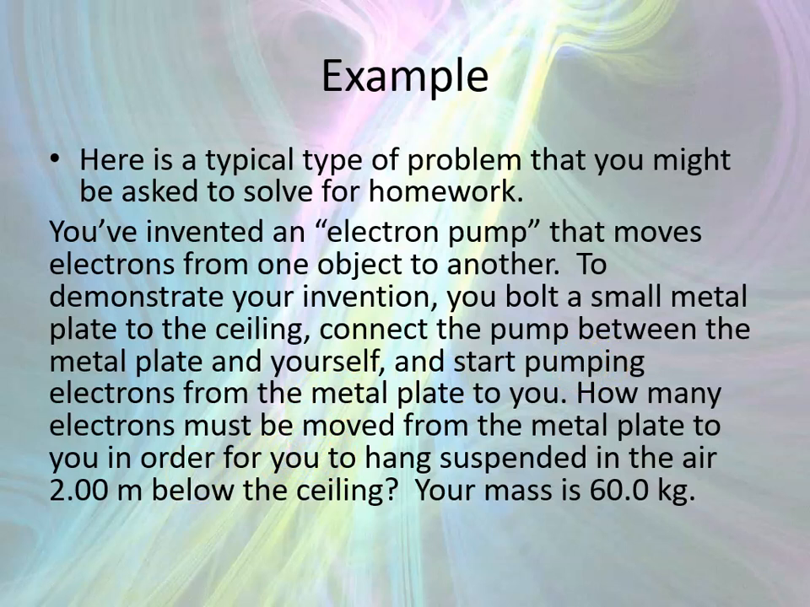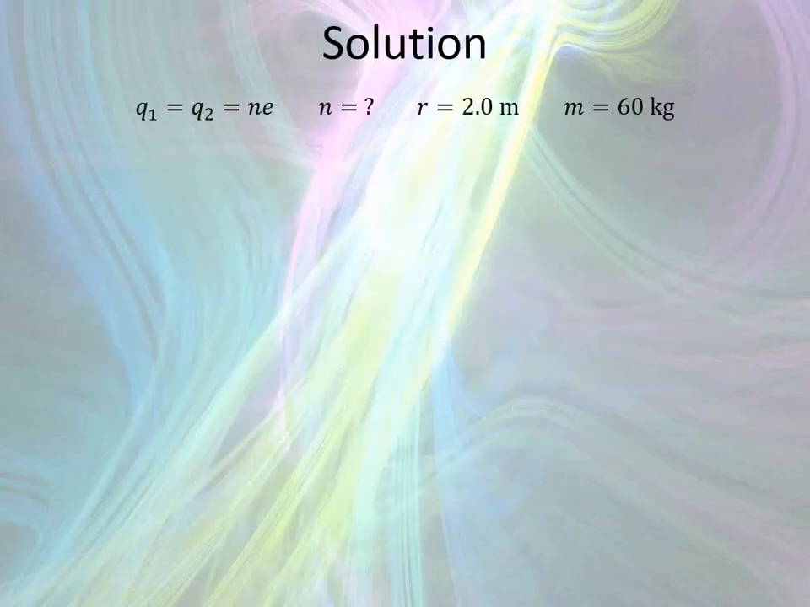And we have a number of charges that get moved. Well, they're asking how many electrons, so n equals question mark. We wrote down our distance, we wrote down the mass. Well, we want to use Coulomb's law for this. So F equals k Q1 Q2 over r squared. But what is the Q? Q is the amount of charge on me and the amount of charge on the conducting plate. Well, how much charge is that?